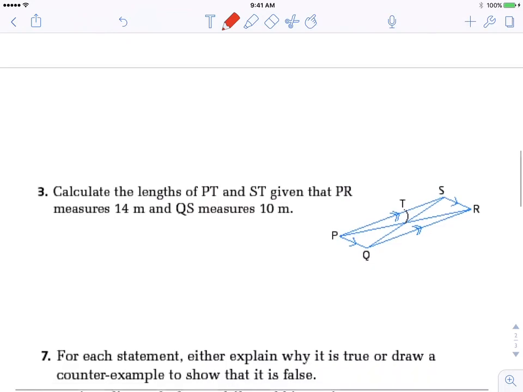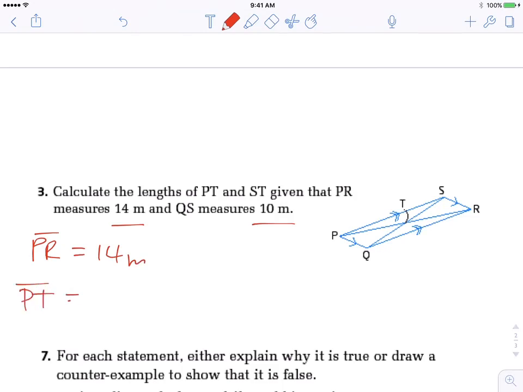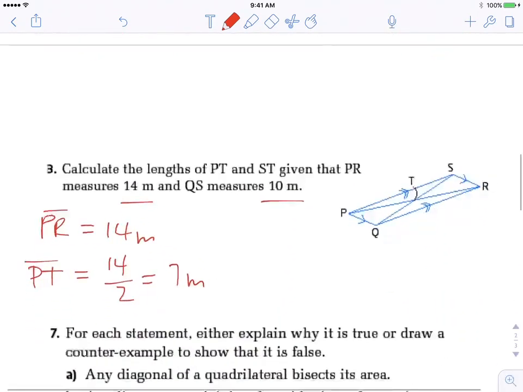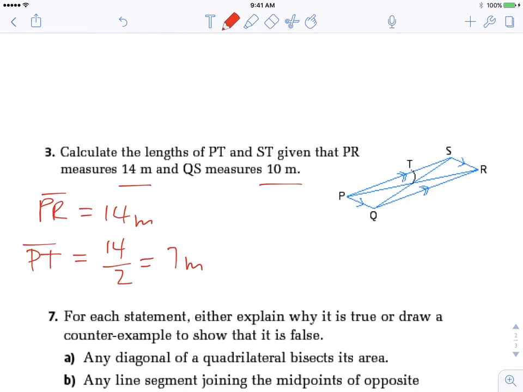All right. Calculate the lengths of PT and ST given that PR measures 14 meters and QS measures 10 meters. So basically, we know that line PR is equal to 14 meters. So we know that line PT has to equal 1/2 of that, or 14 divided by 2, which is 7 meters. And the reason we know that is because what's written in green here, the diagonals of a parallelogram bisect each other, which means they cut each other in half, or 2 equal parts.